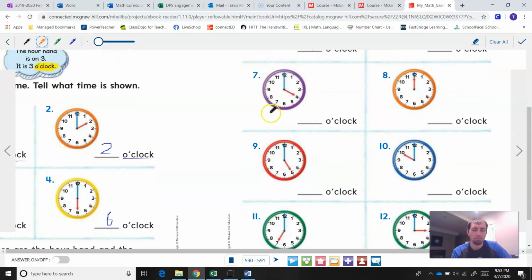Look at number 7, taking my time here. So I look here, I got my hour hand pointing to the 4, my minute hand is pointing to the 12, so it is 4 o'clock.